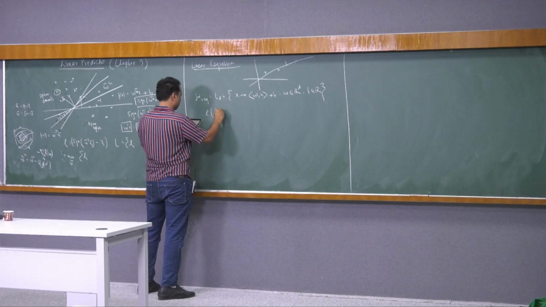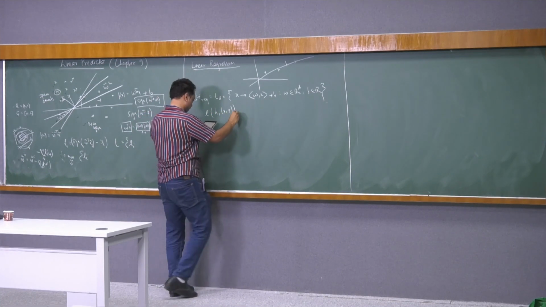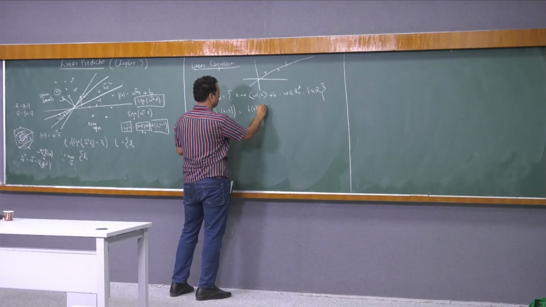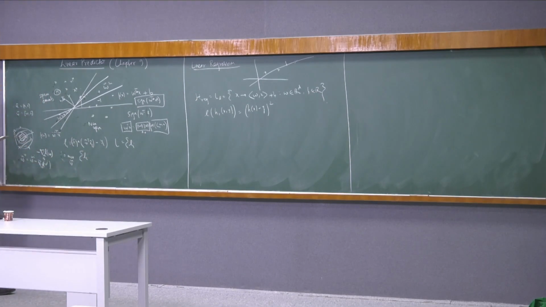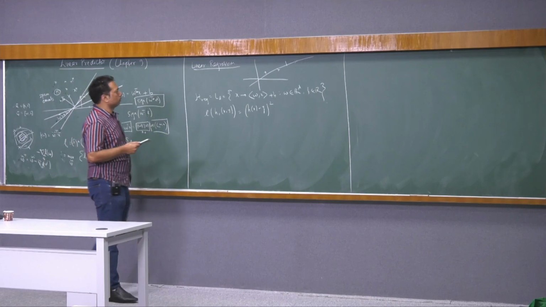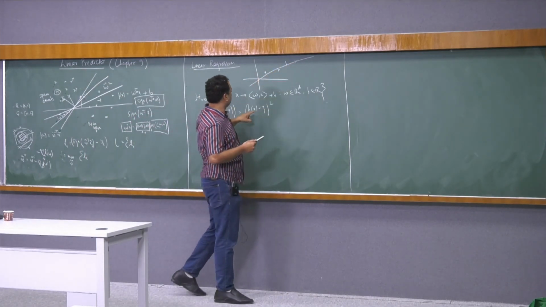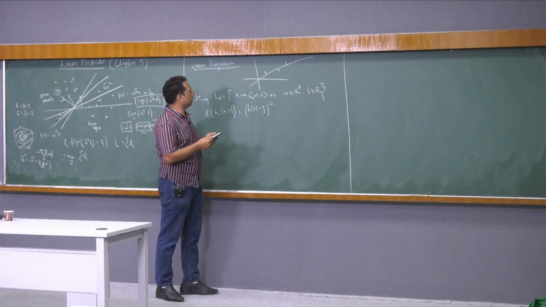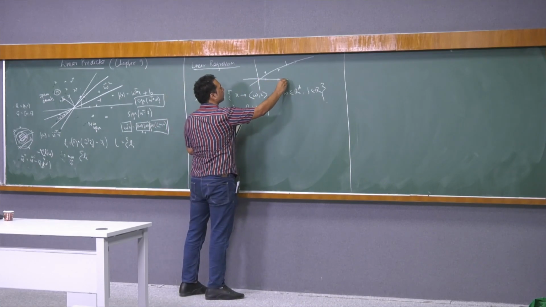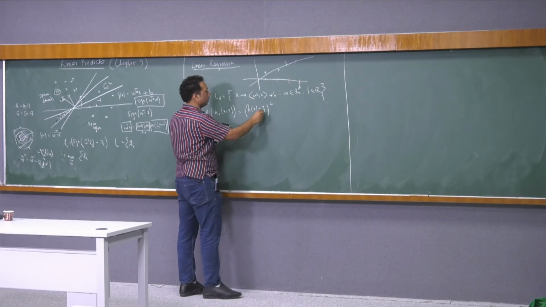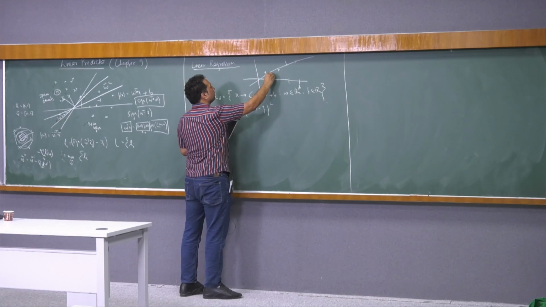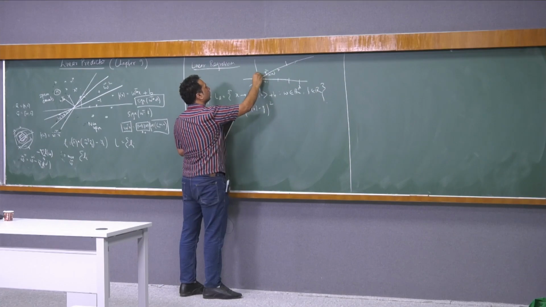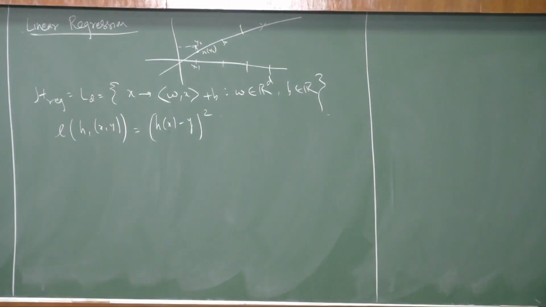l(h, x, y), which is (h(x) minus y) whole squared. So this is the typical L2 loss function that we use for the regression problem. So these are your y data, and h(x) is the prediction on that. Okay, so these are our x, and these are the corresponding y. So it could be x1, our prediction is h(x1), and the actual data was y1 and so on.